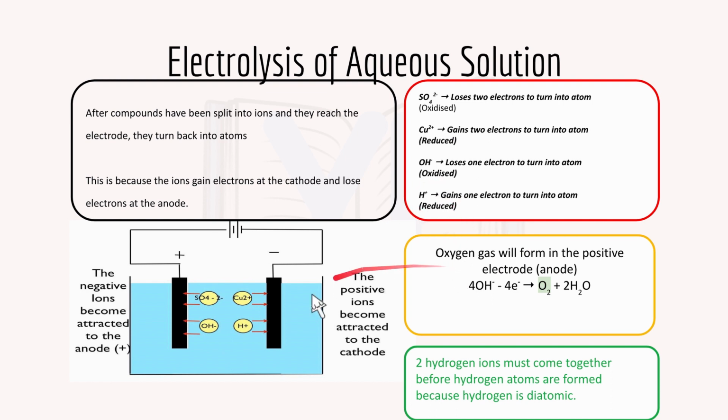So for the discharge of the OH hydroxide ions to lose electrons, we will have this preferential discharge, where oxygen gas will form at the positive electrode, the anode. And for the preferential discharge of hydroxide ions, we have 4OH- minus 4 electrons to become oxygen gas and water. So it's a different one from the rest of the discharge series. And 2 hydrogen ions must come together before hydrogen molecules are formed because hydrogen is diatomic, as well as nitrogen, oxygen, and the group 7 halogens, as I talked about in the first slide.